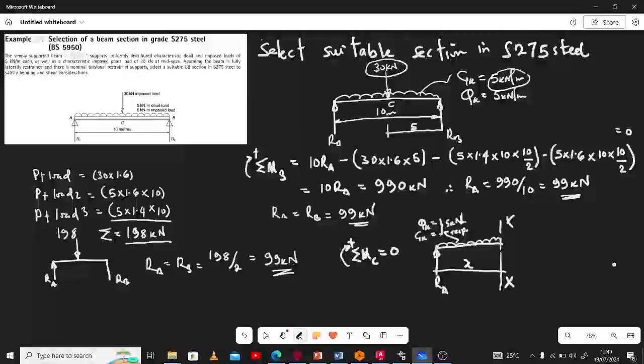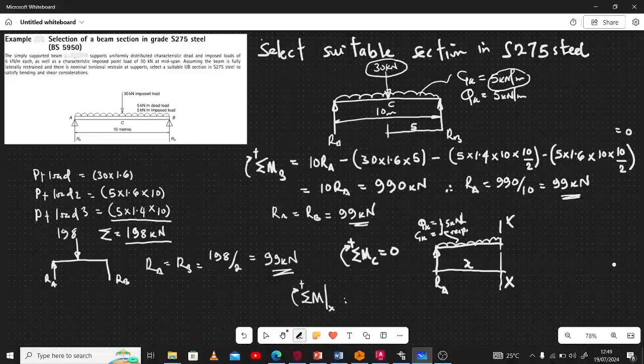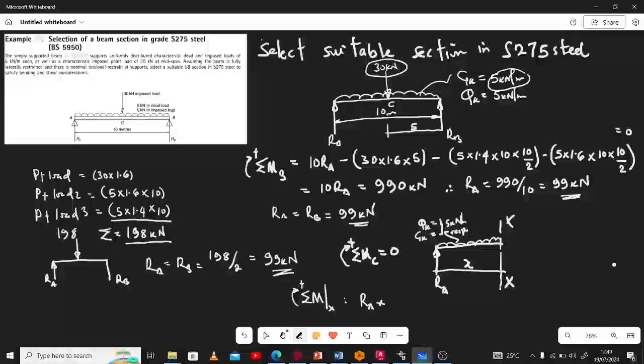Now summation of moment about x, retaining our sign convention to be positive, we have Ra multiplied by x, which is the reaction we obtained earlier, minus, we'll deal with the UDL, 5 multiplied by x, multiplied by 1.4 because we want to factor the dead load, then multiplied by x squared over 2 to take the perpendicular distance. Or maybe I should do that again for somebody who would not get it.